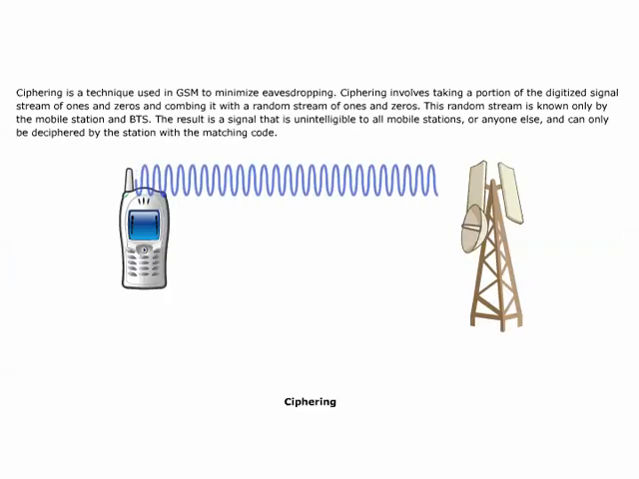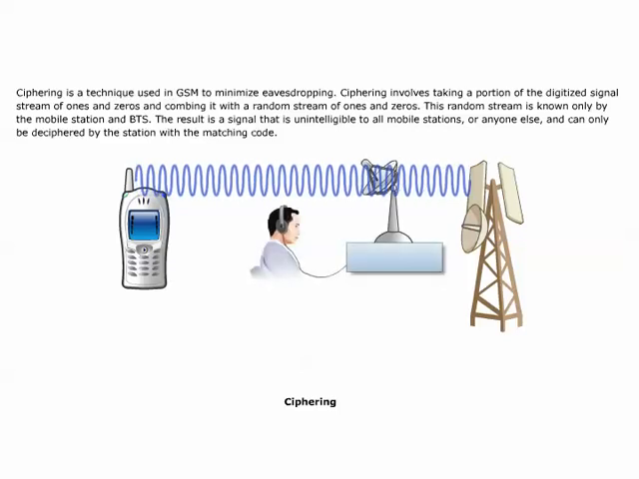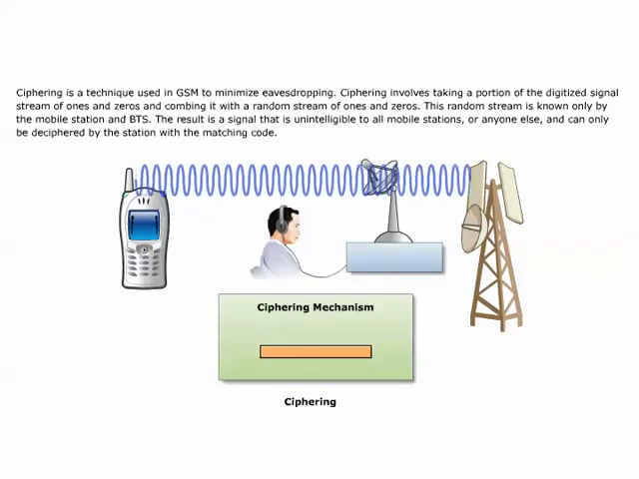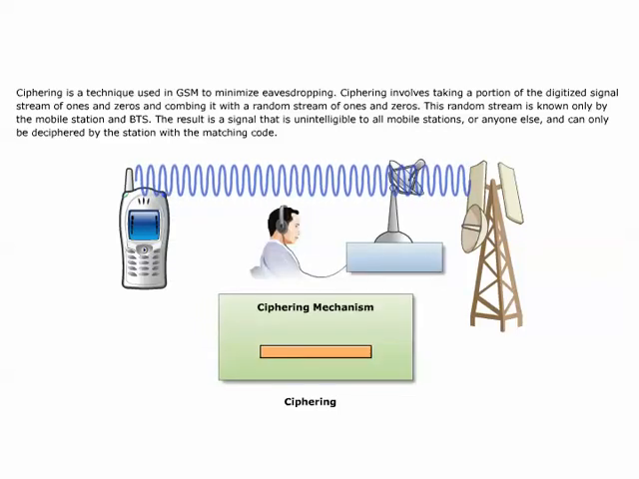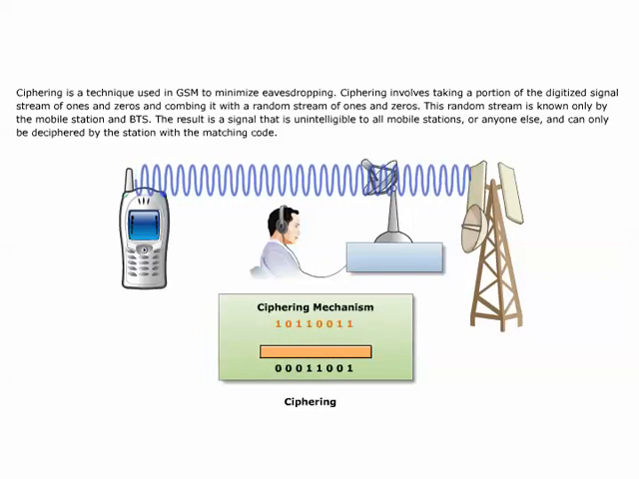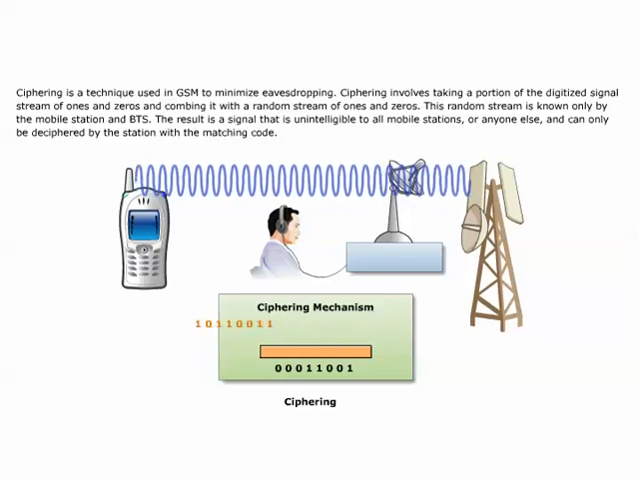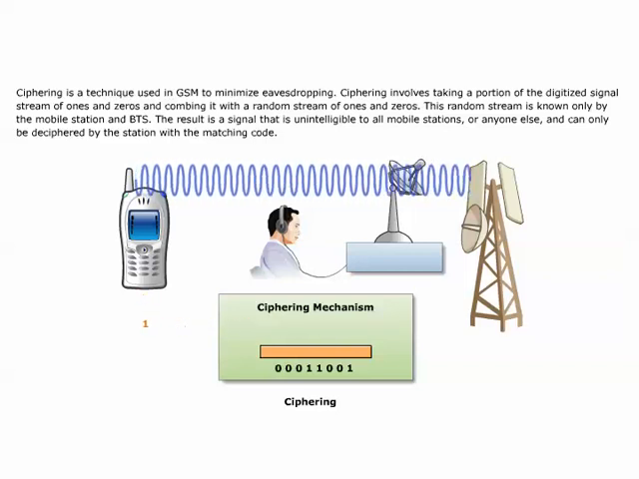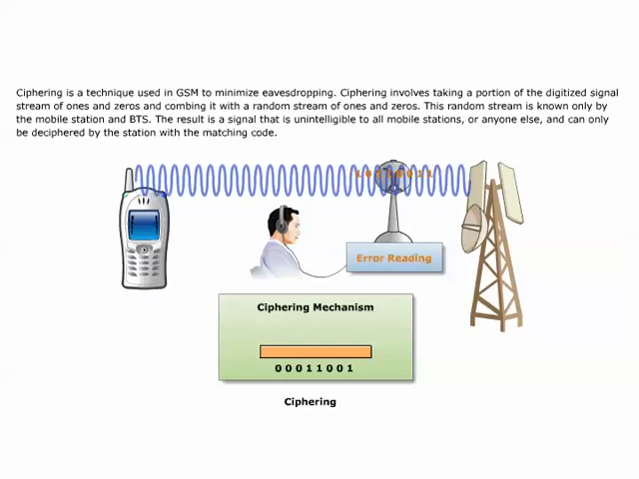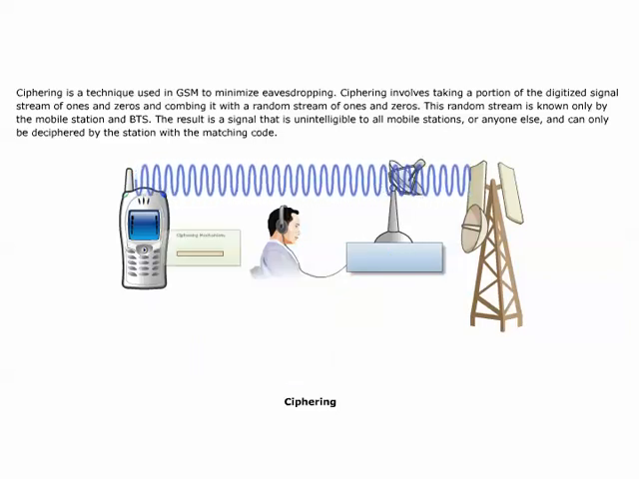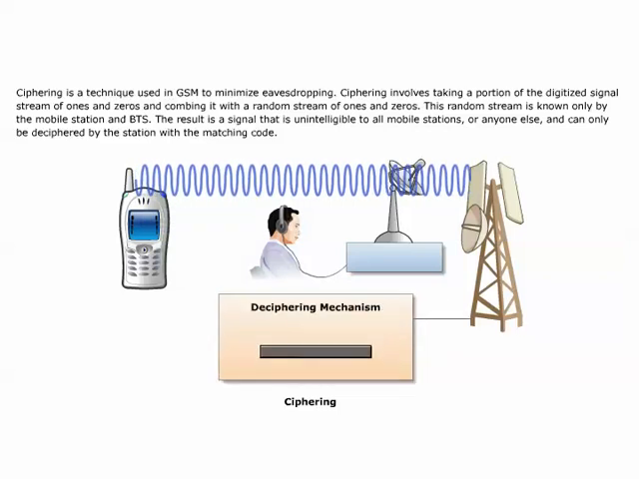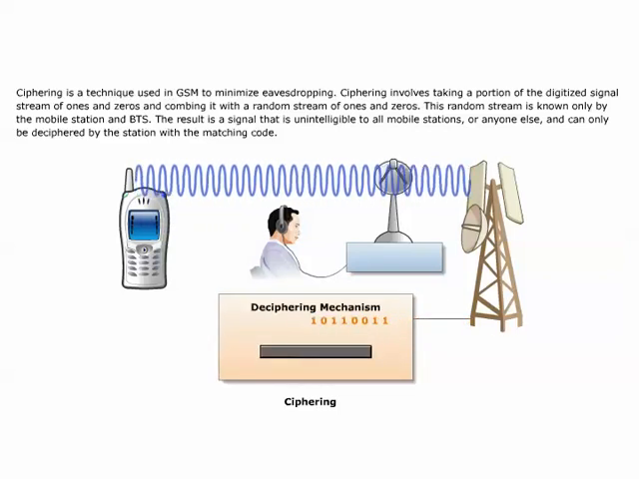Ciphering is a technique used in GSM to minimize eavesdropping. Ciphering involves taking a portion of the digitized signal stream of ones and zeros and combining it with a random stream of ones and zeros. This random stream is known only by the mobile station and BTS. The result is a signal that is unintelligible to all mobile stations or anyone else and can only be deciphered by the station with the matching code.